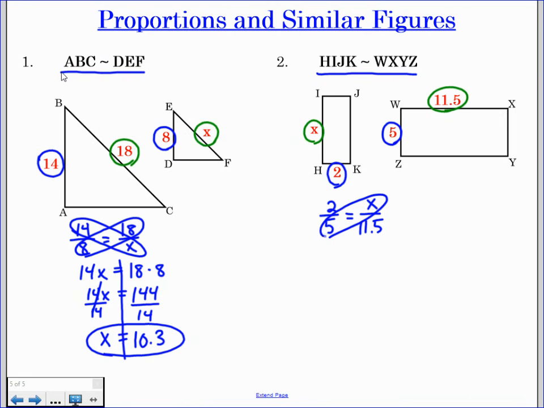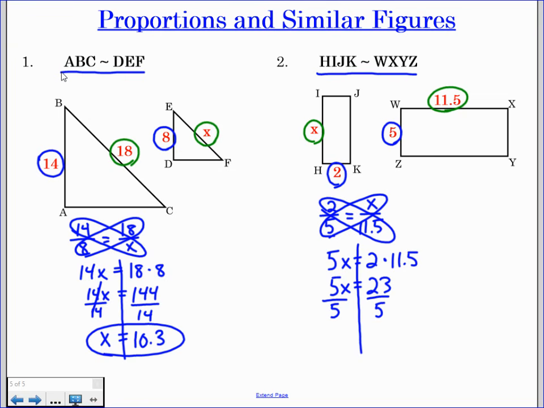Our cross products are going to say that 5 times x needs to equal 2 times 11.5. So that gives me the equation that says exactly that. Let's go ahead and solve this. That's going to give me 5x equals 23. I would divide by 5, and that would give me an x value of 4.6. So x is equal to 4.6, and that is an exact answer.